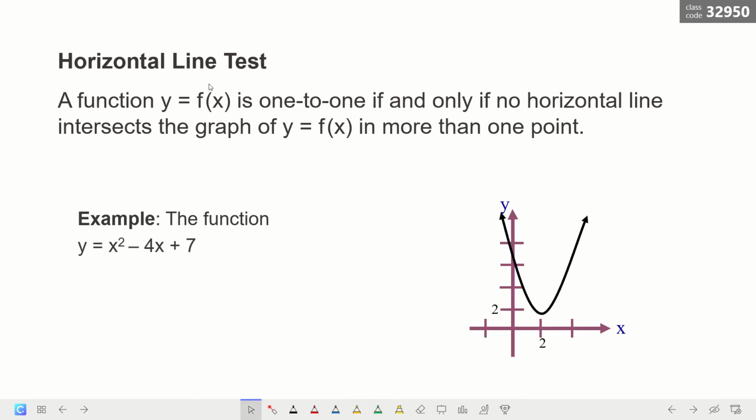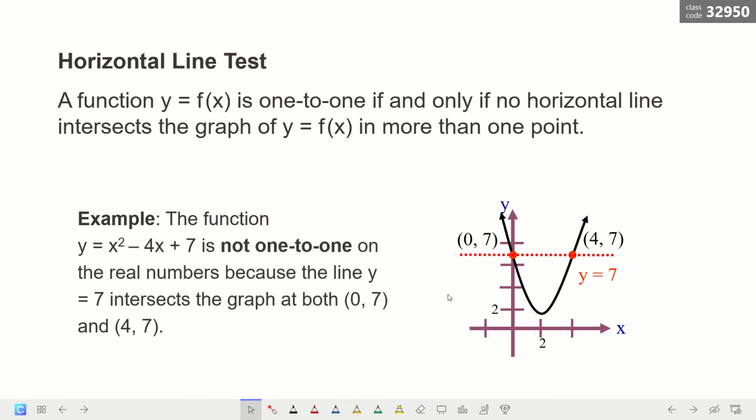Okay, so let's have an example. The function y is equal to x squared minus 4x plus 7. So, this is its graph. If we run a horizontal line test here, for example, we draw a line at y is equal to 7, you will see in this graph that our horizontal line will intersect the graph at 2 points. The first point is 0, 7, and the second point is 4, 7. So, therefore, this function is not one-to-one, since it intersects the graph at 2 points.